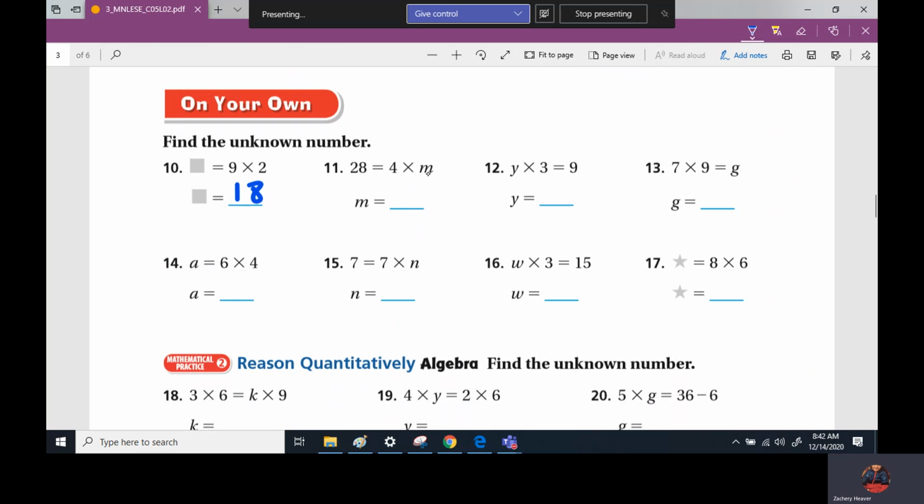24 equals 4 times M. So what times 4 equals 24? 6. Y times 3 equals 9. Y is going to equal 3 because 3 times 3 equals 9. 7 times 9 is G. We're doing the 9 trick. So what's 1 less than 7? 6. 6 plus 3 makes 9. So G equals 63.